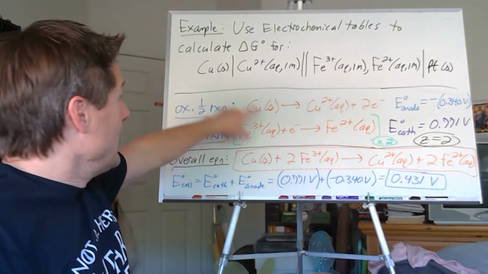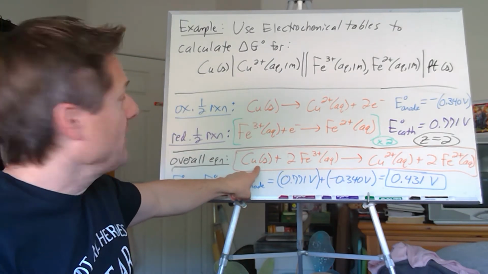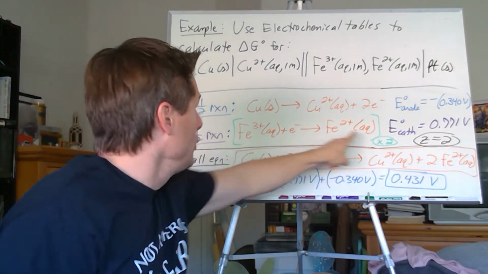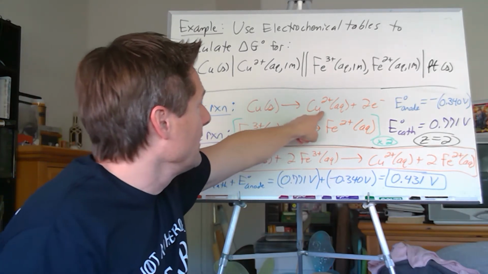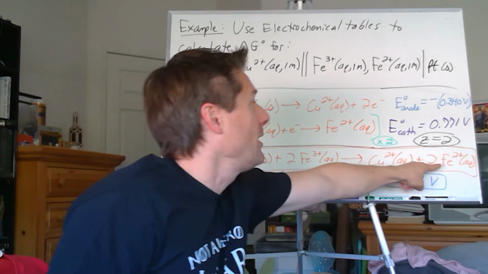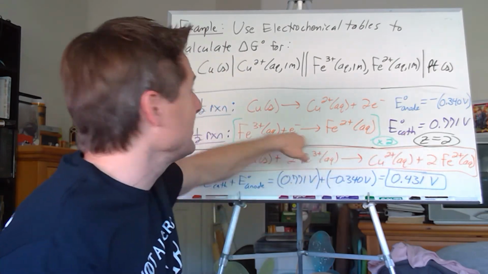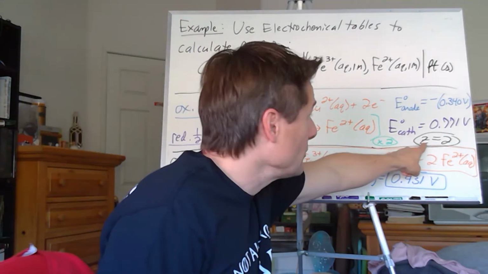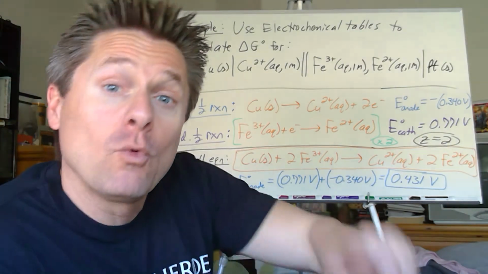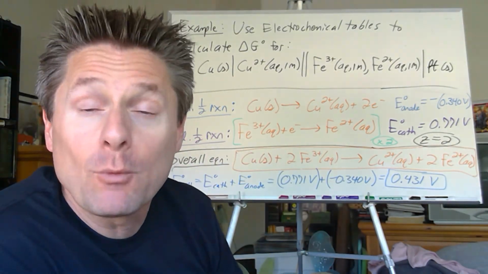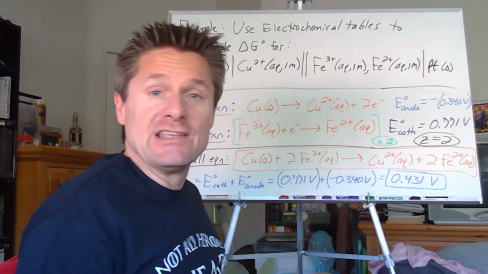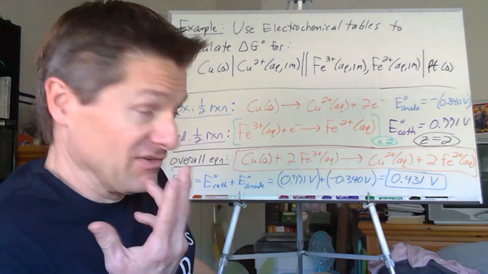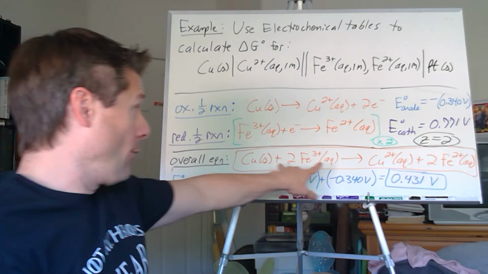All right. So we're going to get 1 mole of copper solid, 2 moles of iron 3 ions, 2 moles of electrons, giving us 1 copper 2 ion, 2 iron 2 ions, and then 2 electrons, which then cancel out. So Z, the electron number, will be 2 in this particular problem. We're going to need that to calculate the Gibbs energy change. So Z is 2. That's a unitless number. It's the electron number. So now we've got our overall equation.